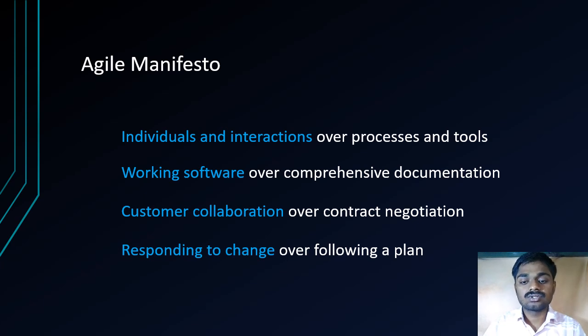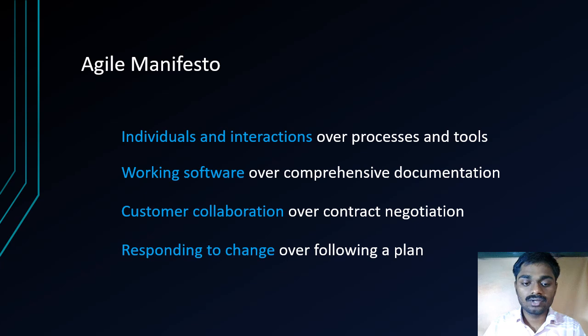Individuals and interactions over process and tools. Agile prioritizes people and teamwork over rigid process or reliance on tools. While tools are useful, they should support, not replace, effective communication and collaboration among team members. Agile recognizes that skilled, motivated individuals are essential for adapting to challenges and delivering quality work.